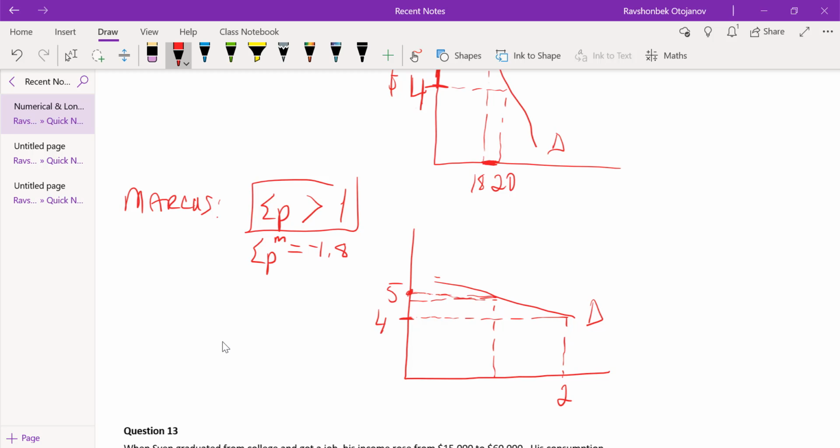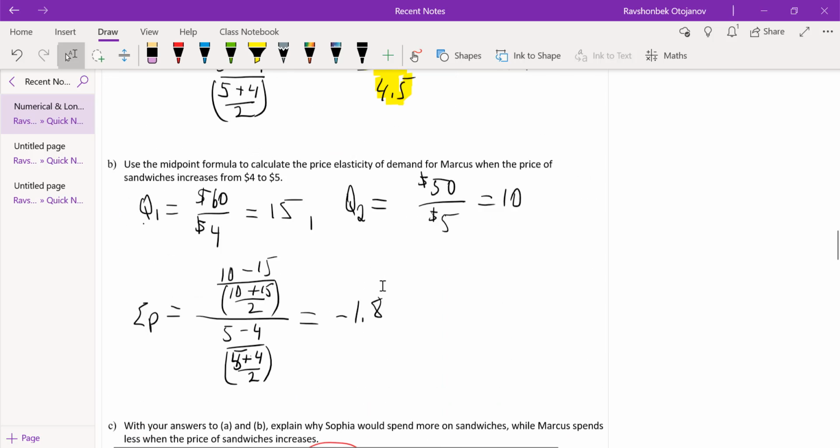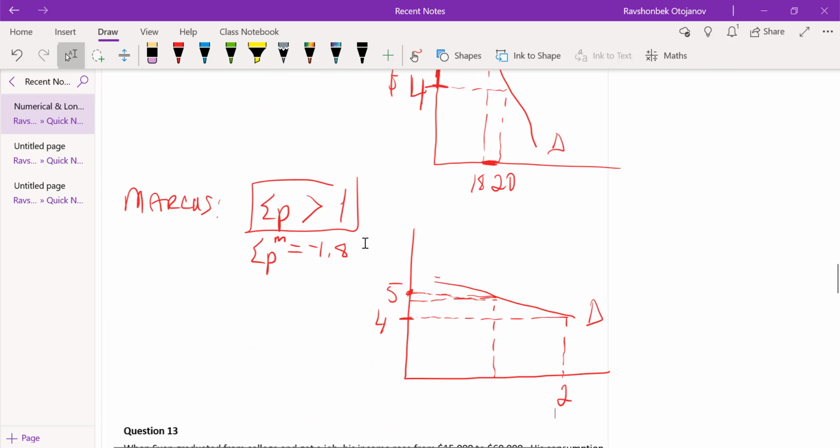No, I must be taking Sophia's quantities. Yes, 10 and 15. So this is 15, this is 10. When the price went up, this is the change in quantity demanded. So quantity demanded declined by a greater percentage than the price increase here. So that reduced total expenditure by Marcus on sandwiches.